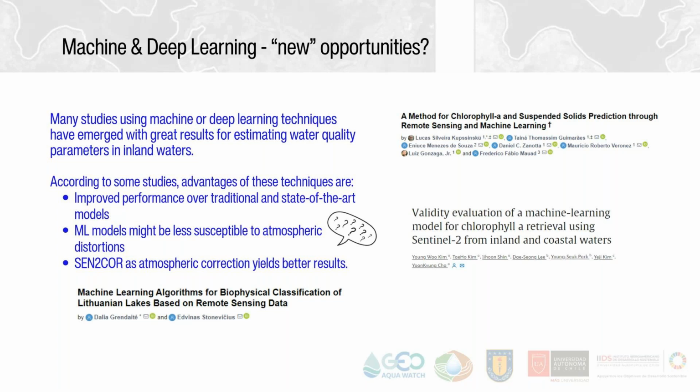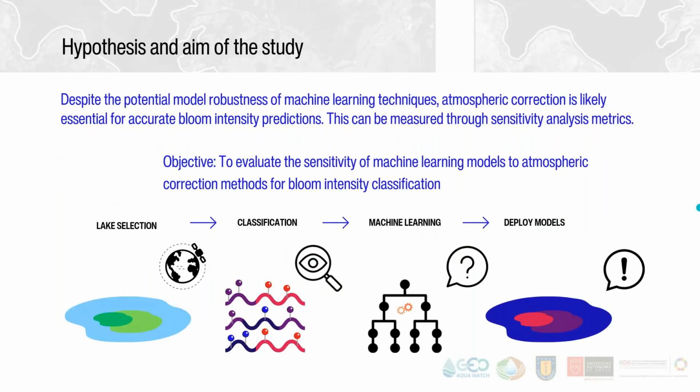Here we wanted to find a very simple method to actually understand a little bit more about the performance of robust machine learning models developed using different atmospheric correction processors, also taking into consideration, of course, all the limitations that we have in terms of equipment and available data. So our hypothesis is that despite the potential model robustness of machine learning techniques, atmospheric correction is likely essential for accurate bloom intensity predictions and can be evidenced by regular sensitivity analysis metrics. Our objective was then to evaluate the sensitivity of machine learning models to atmospheric correction methods for bloom intensity classification.